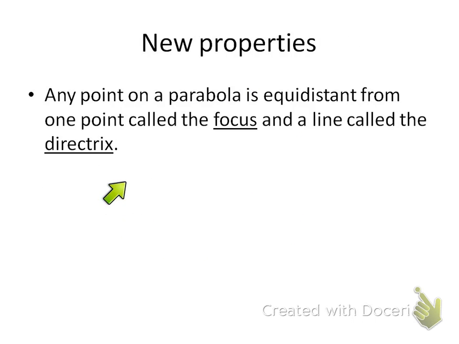New properties that we'll be touching on, this is a definition out of your book. Any point on the parabola is equidistant from one point called the focus and a line called the directrix.